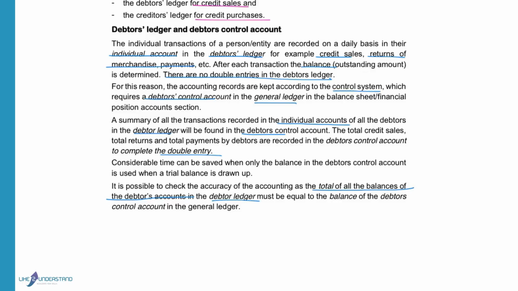At the end of the month, a balance will be determined in your debtors control account in the general ledger. And if there's no mistakes, the total of all the balances will equal the balance in your debtors control account. Then you know that you didn't make mistakes when you transferred information to the debtors ledger or to the debtors control account.